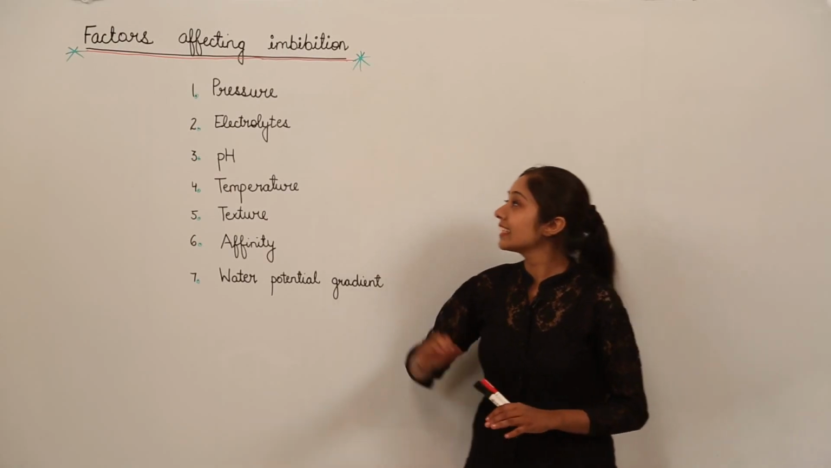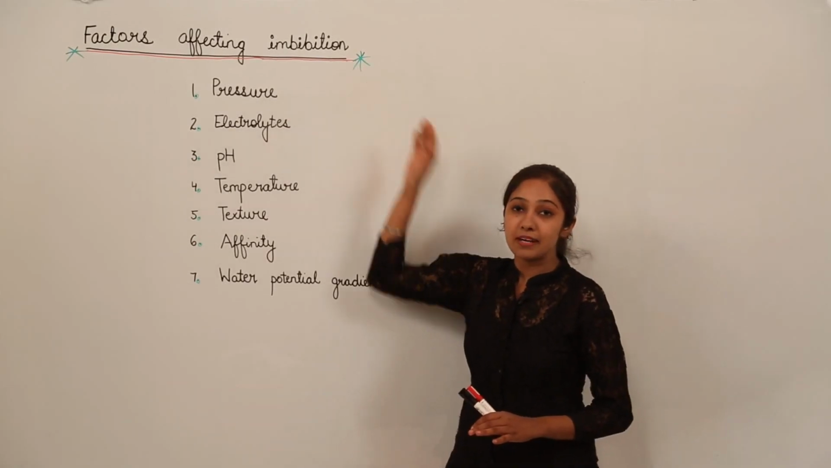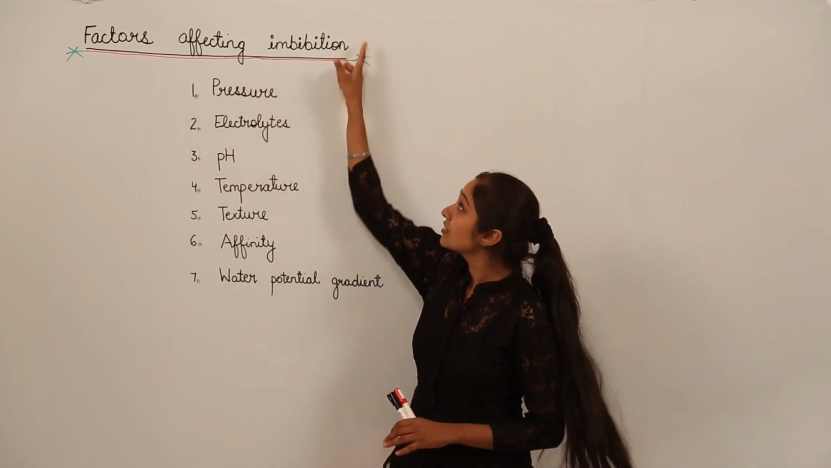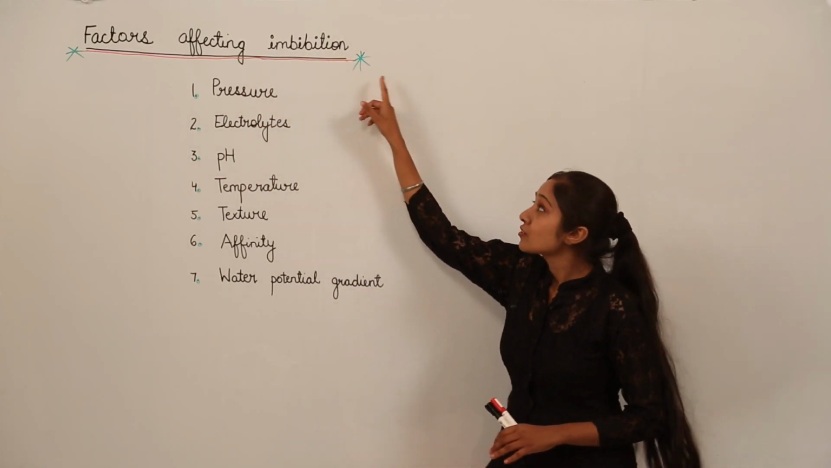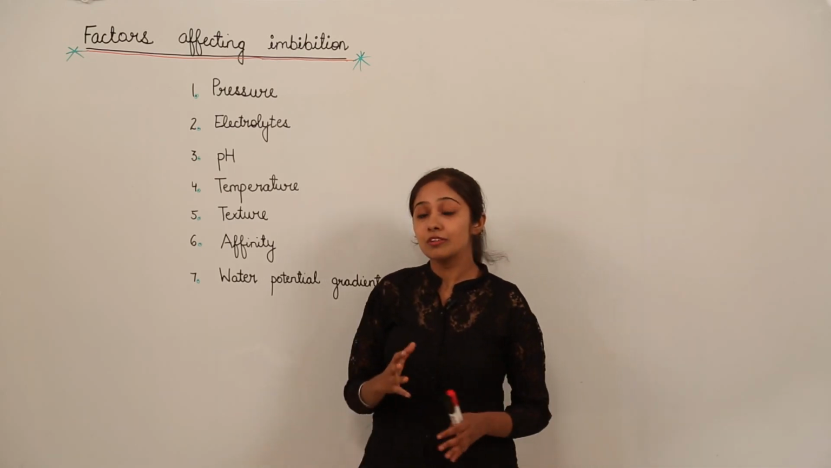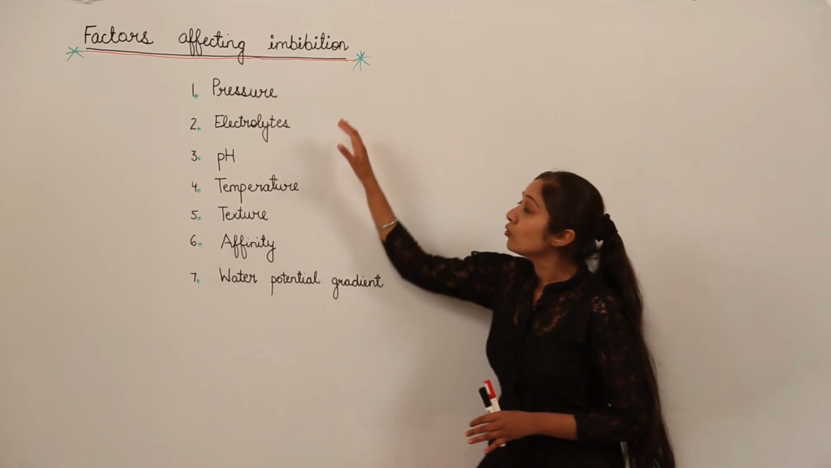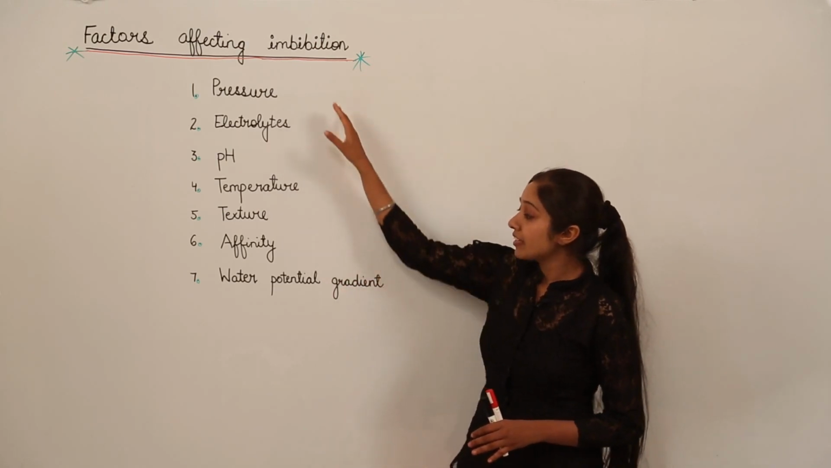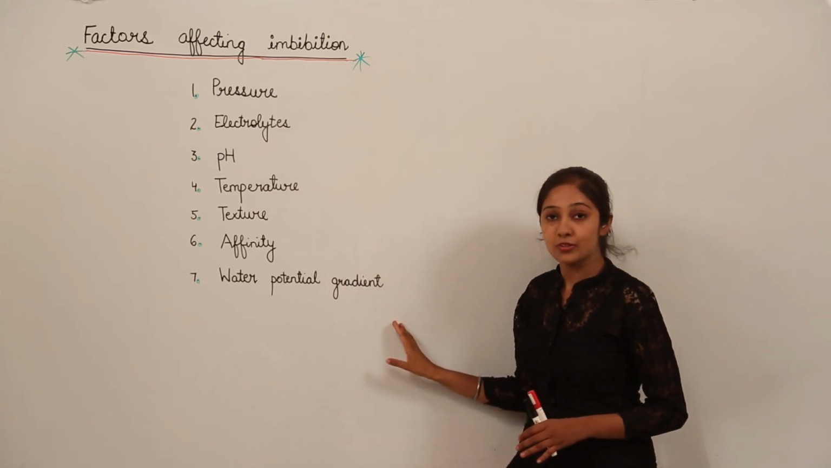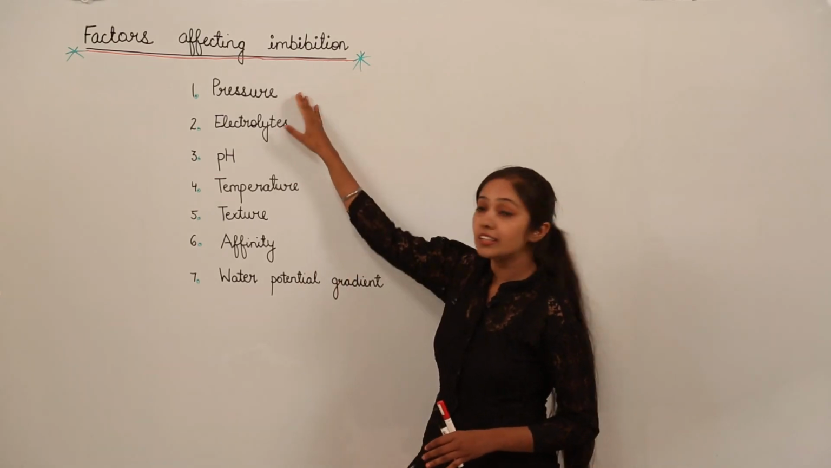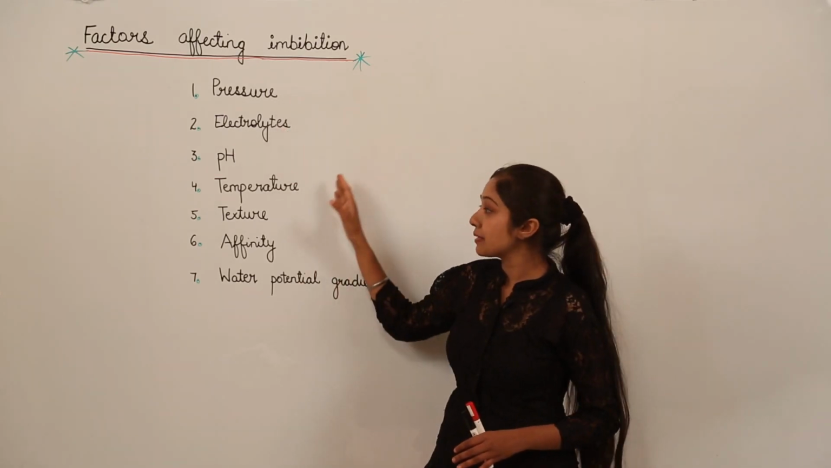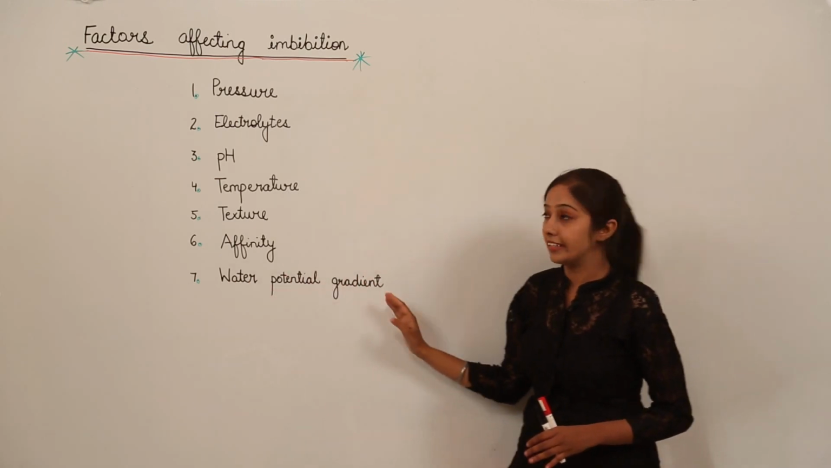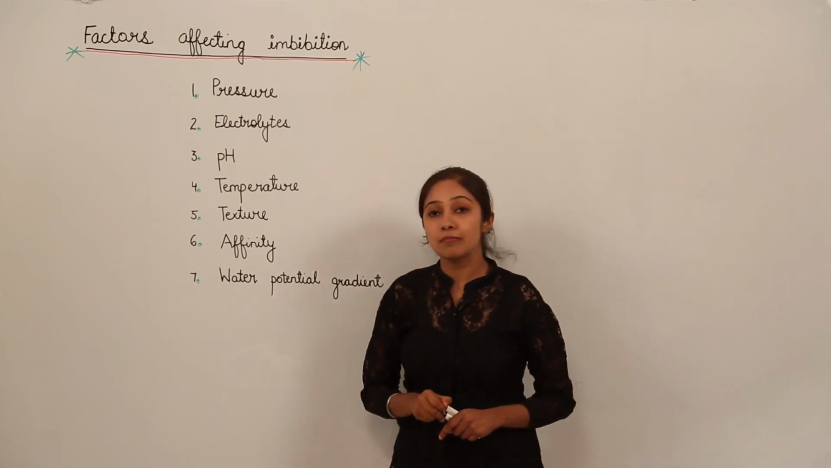Let us discuss now the factors which affect imbibition, means how several factors are going to affect the rate of this imbibition process. We have already discussed this process of imbibition in quite detail. Now we'll discuss the factors which are going to affect it. We have listed 7 factors: pressure, electrolytes, pH, temperature, texture, affinity and water potential gradient. Let us discuss these factors one by one.